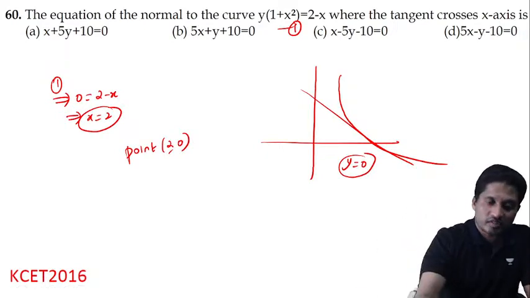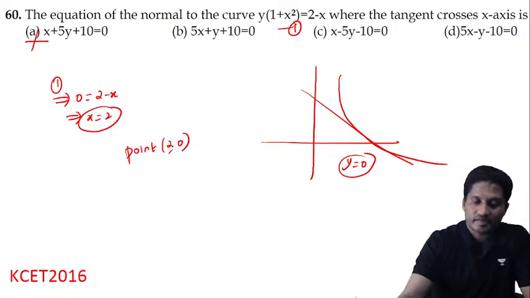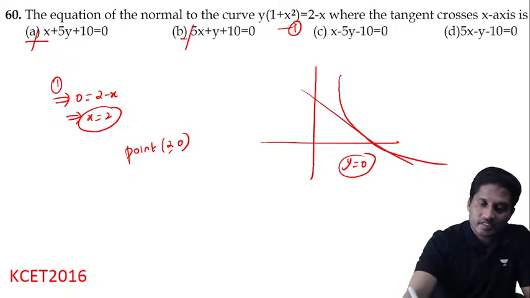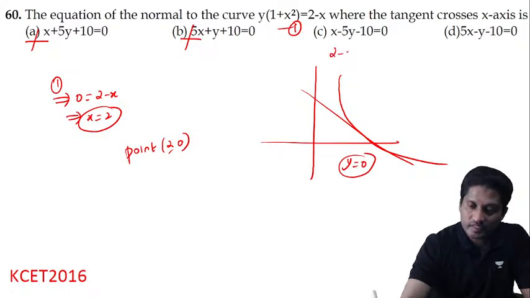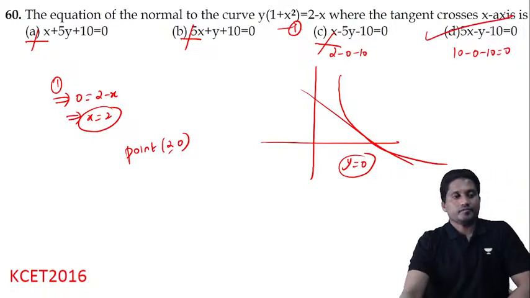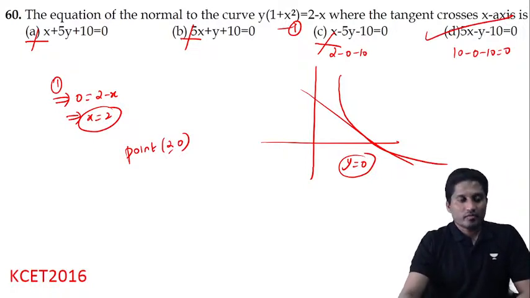After getting the point, you substitute in the options and check which will satisfy. If I put 2, 0 in the first option, doesn't satisfy. If I substitute here, it doesn't satisfy. If I substitute here, you get 2 minus 0 minus 10. Even this doesn't satisfy. But if I substitute here, you get 10 minus 0 minus 10 is equal to 0. Answer is option D. Right, so I'm done with this paper, guys.